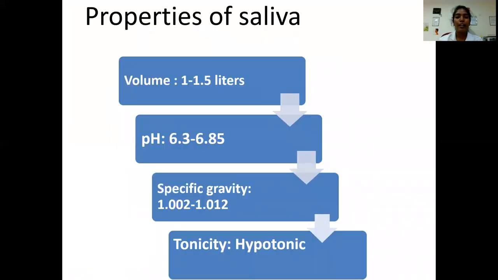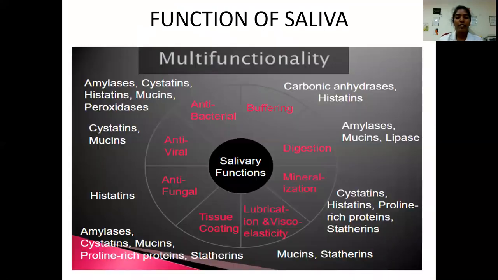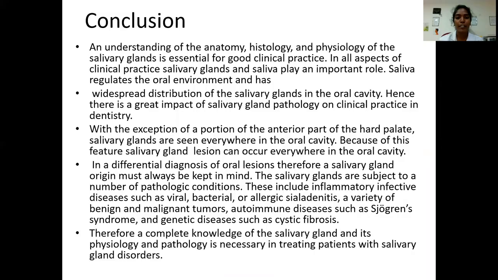The properties of saliva: volume is 1 to 1.5 liters. The pH is 6.3 to 6.85. The specific gravity is 1 to 1.012. And the tonicity is hypotonic. The functions of saliva: it has multifunctional properties, and the main functions are buffering, digestion, mineralization, lubrication, viscosity, viscoelasticity, tissue coating, and antifungal, antiviral, and antibacterial properties.